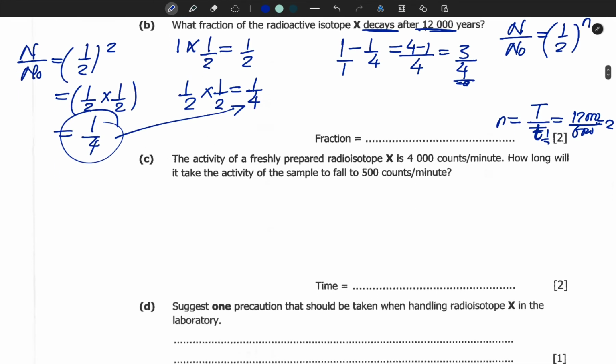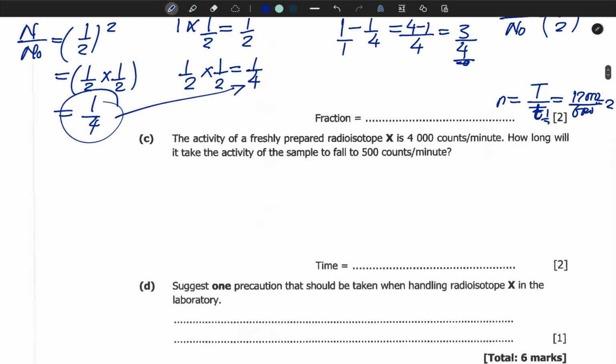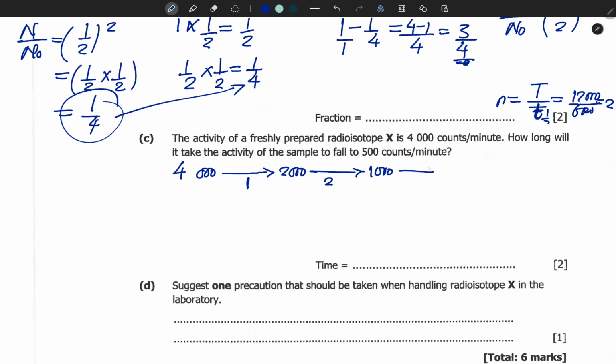The activity of the freshly prepared radioactive X is 4,000 counts per minute. How long will it take the activity of the sample to fall to 500? Let's do this visually. So we have 4,000. Decay number 1 will remain with 2,000. Decay number 2, we have 1,000. Decay number 3, we have 500, because our key is here.